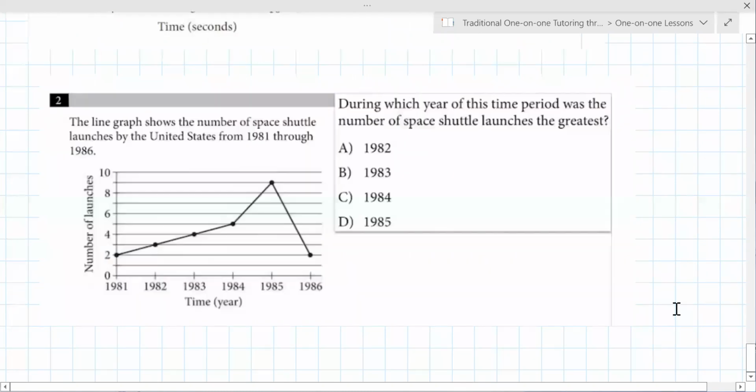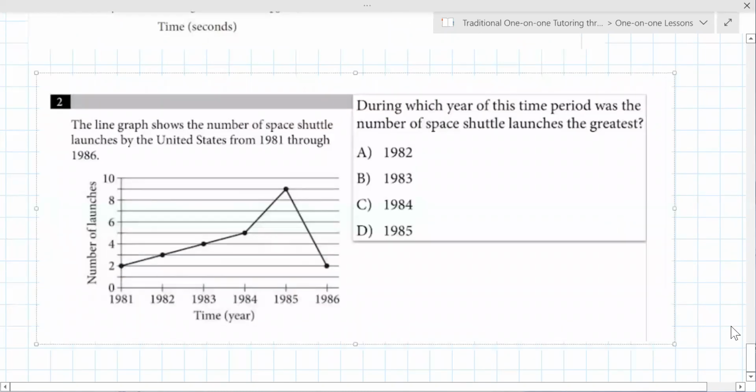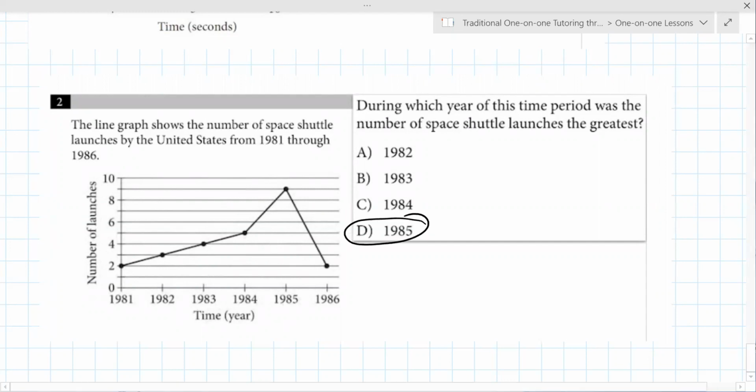All right, let's try this one. During which year of this time period was the number of space shuttle launches the greatest? 1985. D. Yes. That's it. There's no other confusing thing about it. But these look intimidating, and maybe when you took the exam the first time they were intimidating. But now you know better. You're like, oh, I got this.